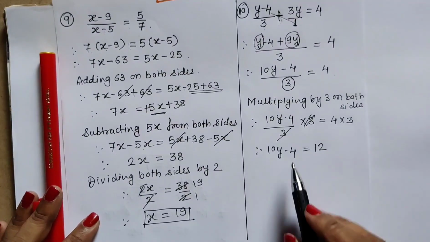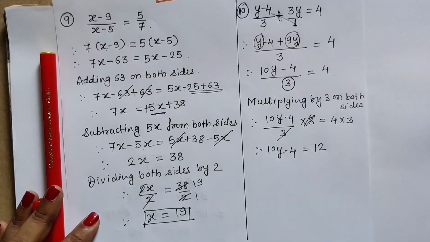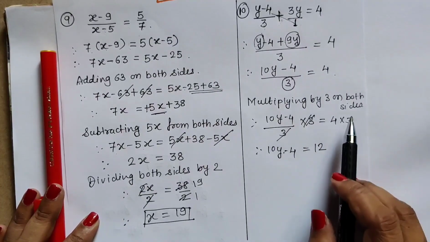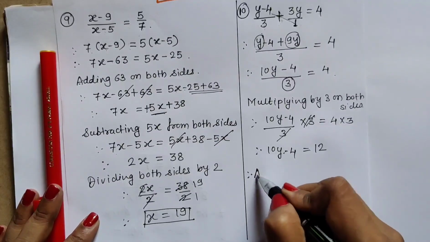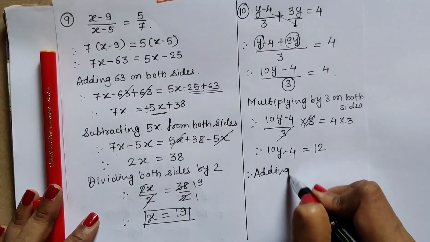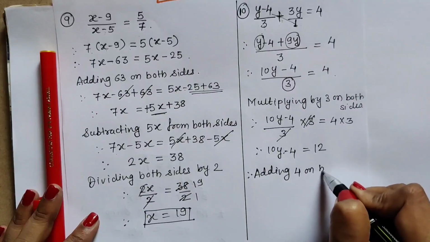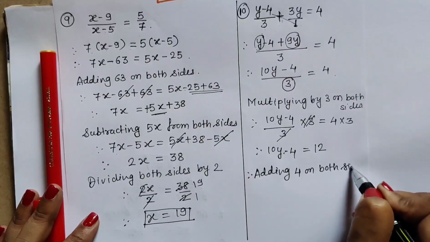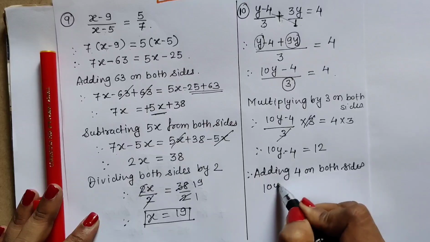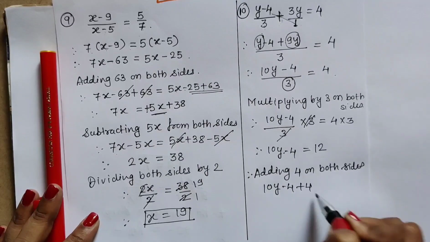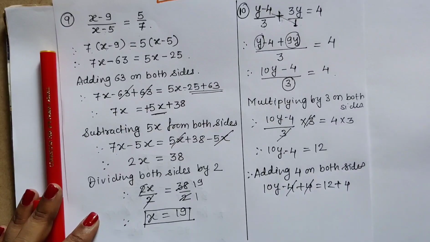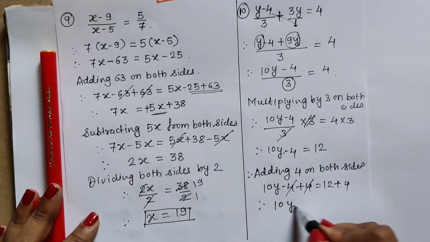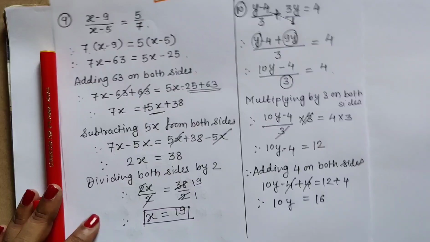Now this minus 4 is the number. We have to transfer it to the right hand side. Minus is there, so what do we have to do now? We have to add. Adding 4 on both sides: 10y minus 4 plus 4 and 12 plus 4. Minus 4 plus 4 cancelled. We are getting 10y is equal to 12 plus 4 is 16.